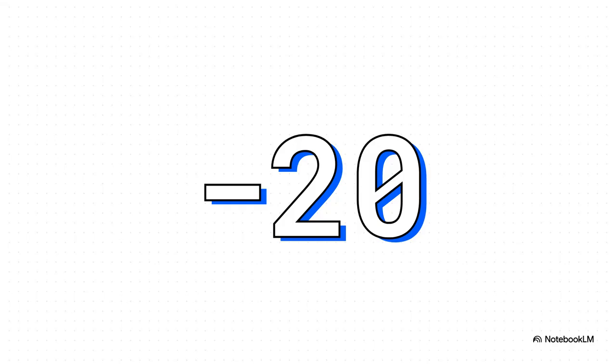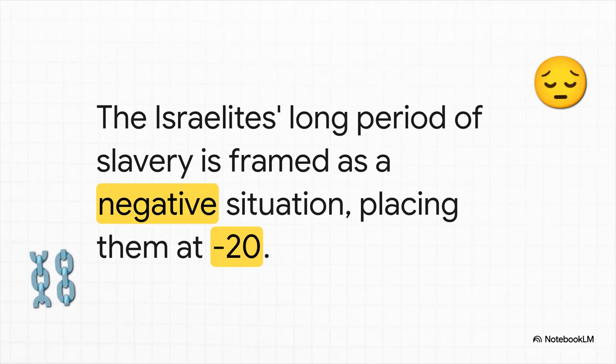All right, let's flip to the other side of the number line. A big negative number, like, say, -20. That's got to be for a pretty major struggle. And it is. That number is used for the Israelites' enslavement in Egypt. This really long period of suffering is seen as a major negative situation, locking in that connection between negative numbers and hardship.